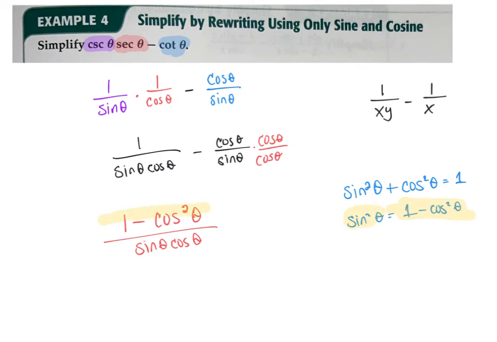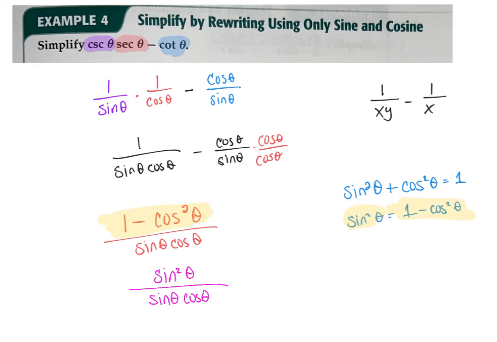And so I can replace this 1 minus cosine squared with sine squared. 1 minus sine squared is cosine squared. 1 minus cosine squared is sine squared because they add up to 1. All right? And so I can actually rewrite this, and I can say, well, that numerator is just sine squared of theta over sine cosine. Can I continue to simplify? Yes. How can I simplify now? Yes, I can divide sine out of top and bottom, right?